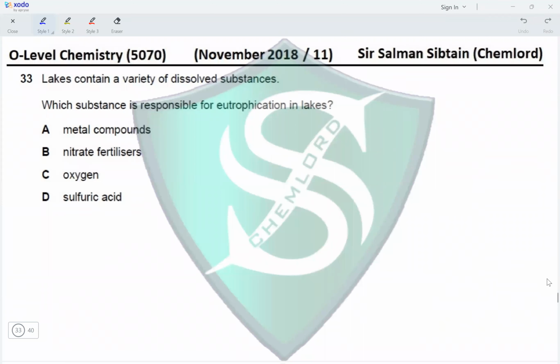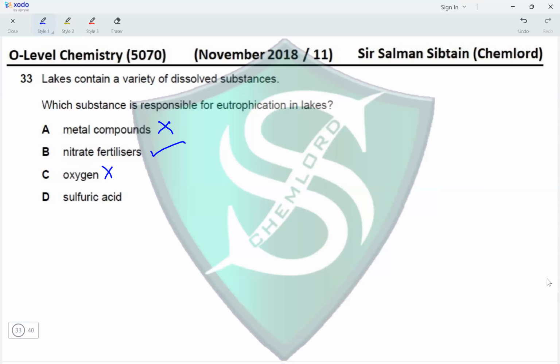Question 33. Lakes contain a variety of dissolved substances. Which substance is responsible for eutrophication in lakes? Metal compounds. Metal compounds are not responsible for eutrophication, they are responsible for heavy metal poisoning. Nitrate fertilizers, yes, they are responsible for the uncontrolled growth of blue-green algae and plant life in water bodies. Oxygen, oxygen is required for living beings to survive. No, it is not responsible for eutrophication.